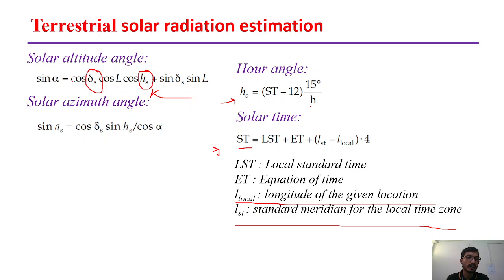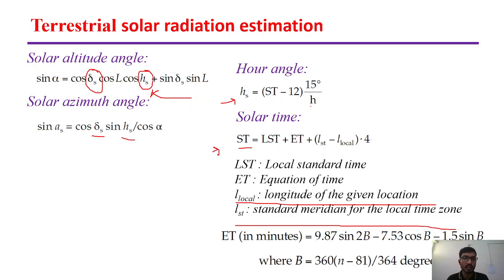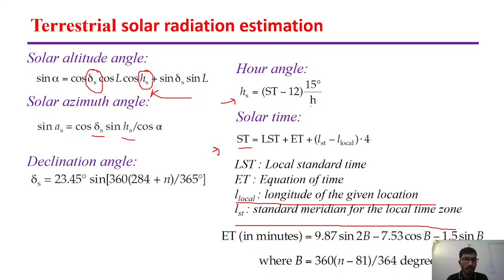Another thing we need is the value for delta S. To calculate the solar azimuth angle also, we need the value for delta S and HS. Delta S is the solar declination angle. The solar declination angle can be calculated as 23.45 degrees times sine of 360 times (284 plus n) divided by 365. N is again the number of the day.